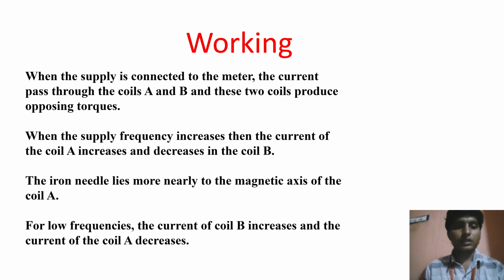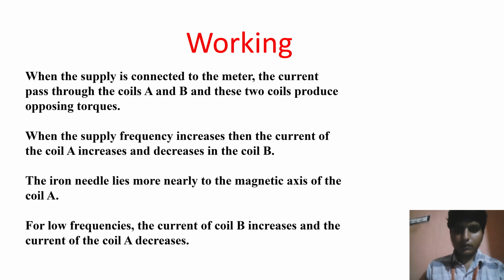And the current in coil B increases and the current in coil A decreases. This is nothing but, when the frequency is increased, coil A current increases and coil B current decreases. When the frequency decreases, coil B current increases and coil A current decreases. This is the working of the moving iron frequency meter.